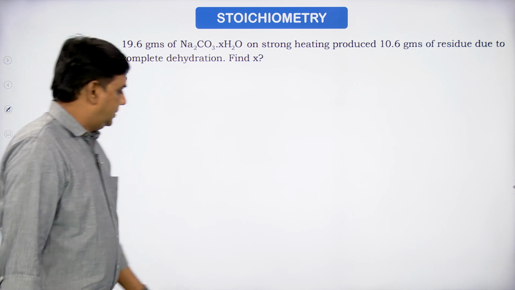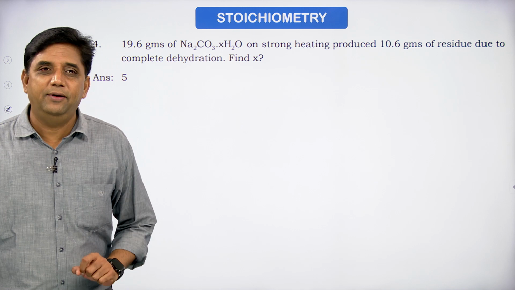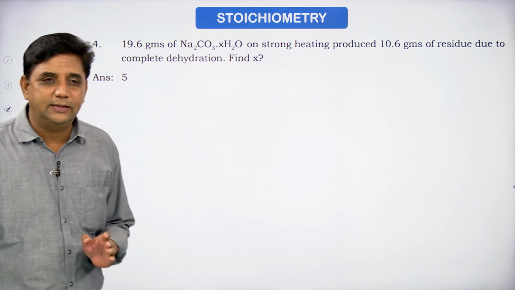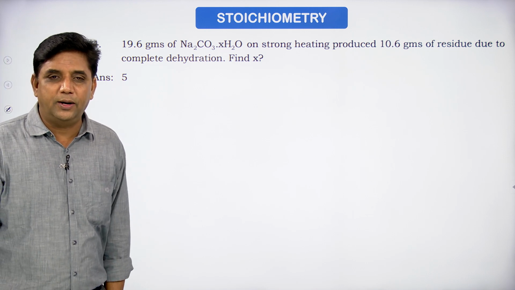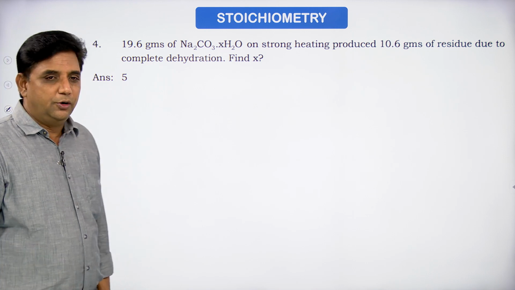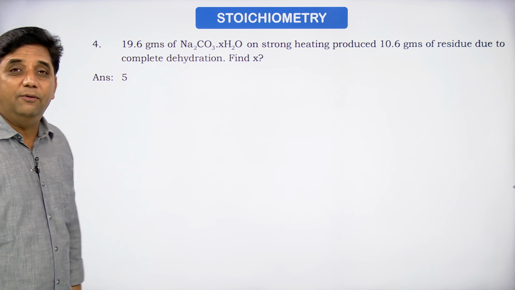Yeah, 19 point, this is also a very important problem. 19.6 grams of Na2CO3 XH2O on strong heating produced 10.6 grams of residue due to the complete dehydration. Find the value of X.